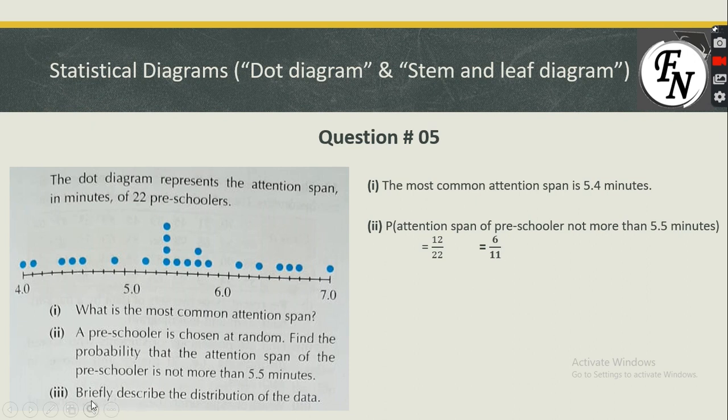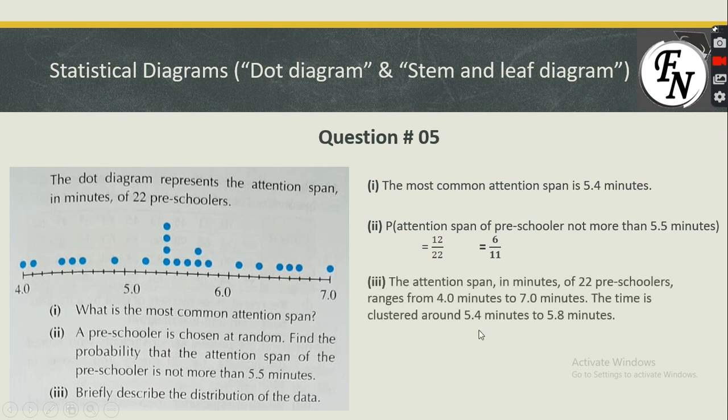Then we need to briefly describe the distribution of the data. We need to comment on the data. So we can say that 5.4 is the most commonly repeated time. Most students have an attention span of 5.4, and the 22 preschoolers have an attention span from 4 to 7 minutes. So this is written over here.